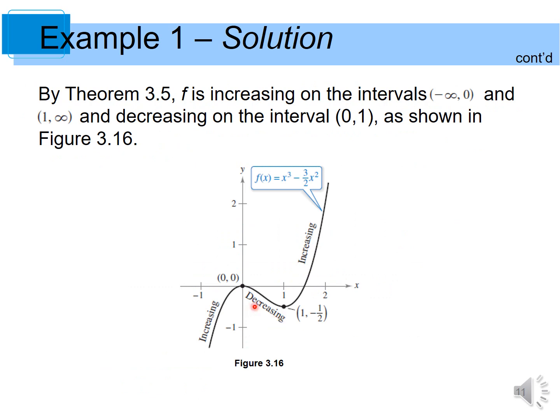Now look at the proof. The interval from negative infinity to 0 is increasing. And for the second interval, 0 to 1, the curve is decreasing. And after 1, the curve is increasing.